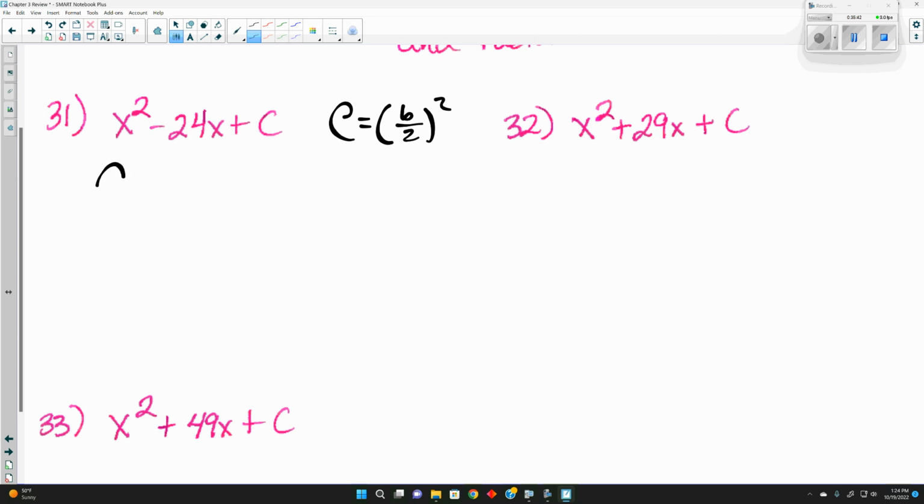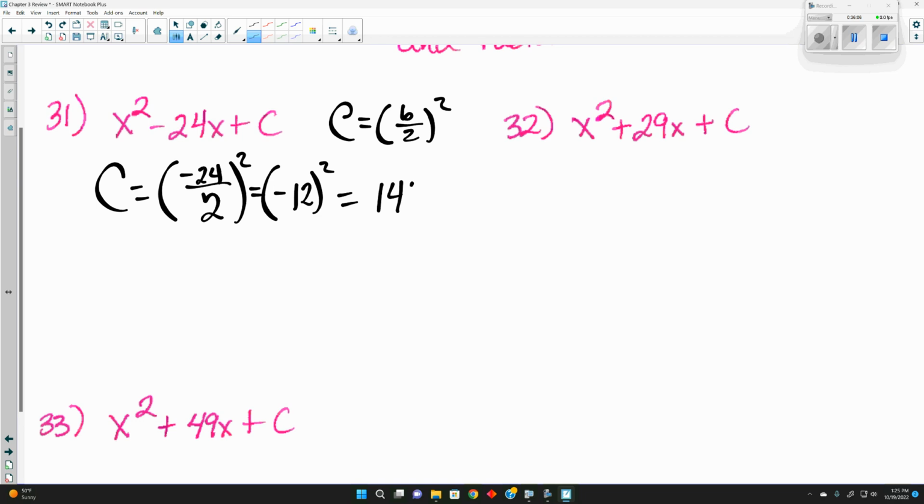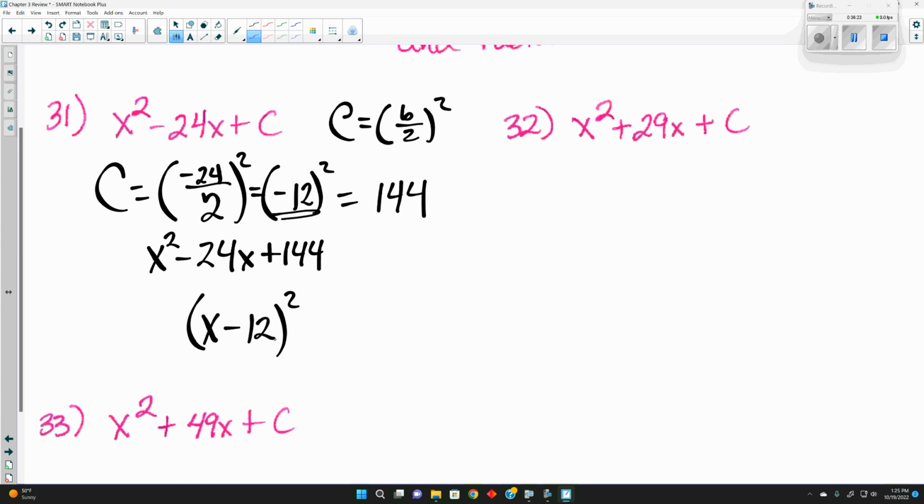31. So for this here, what's the value of b? Negative 24. Now, if it doesn't divide evenly, you can leave it as that fraction. You don't have to turn it into a decimal. Here, negative 24 divided by 2 is negative 12. Negative 12 squared is positive 144. So our quadratic is this here, and it'll factor to a set of parentheses squared. The number inside the parentheses, before we squared it, was negative 12.